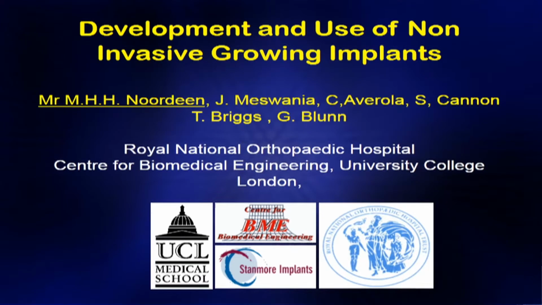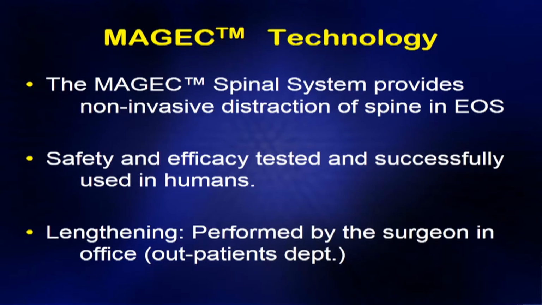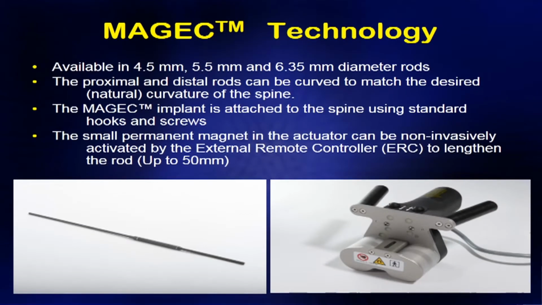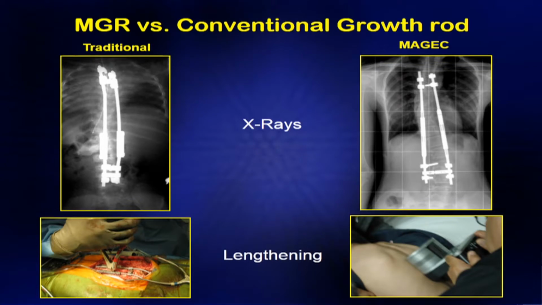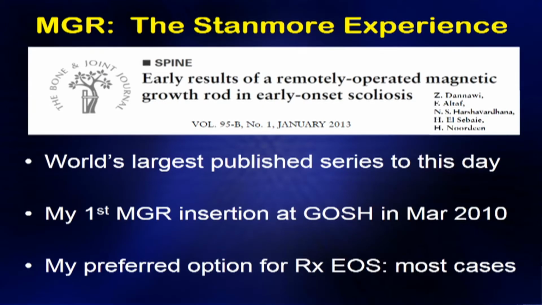We started the development of a non-invasive growth rod in our facility, and subsequently MAGEC developed this into a system, and it does provide a distraction of the spine in EOS. The safety and efficacy was tested successfully in the human model, and then the lengthenings are performed by the surgeon in the office in the outpatient department. This is what it looks like, and again, the nice thing is that the patients don't have to come into surgery on a regular basis and get the open surgery, and this can be done very painlessly and in about a minute in the outpatient department.